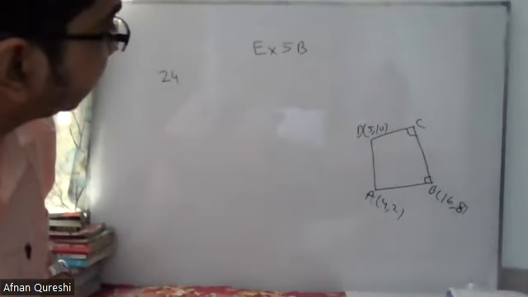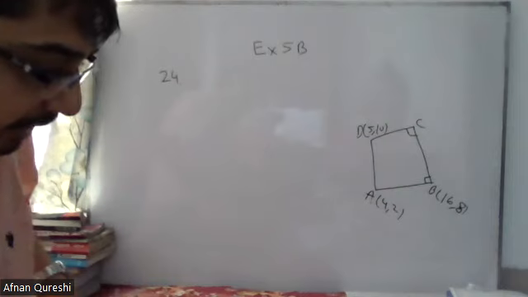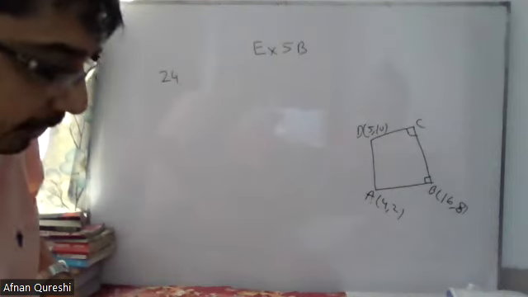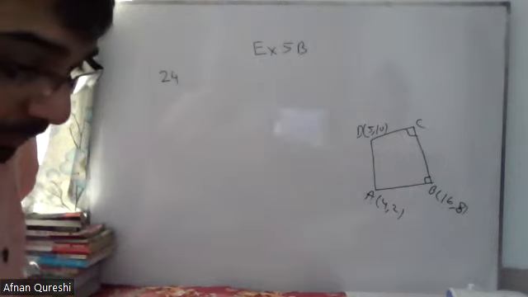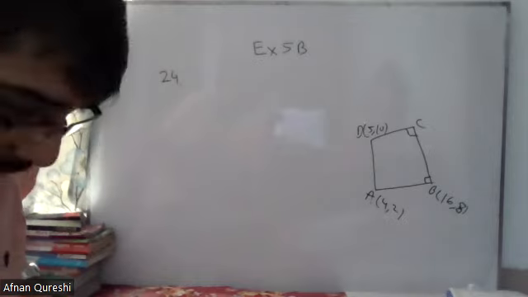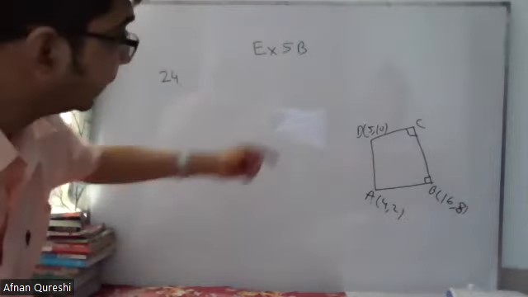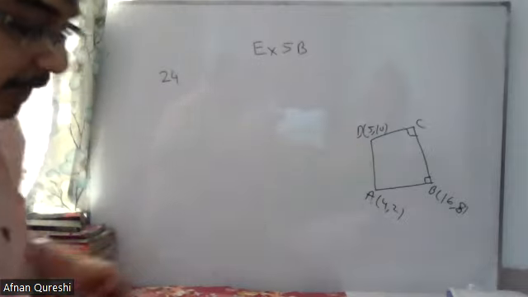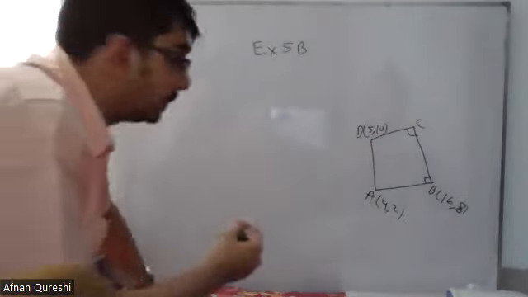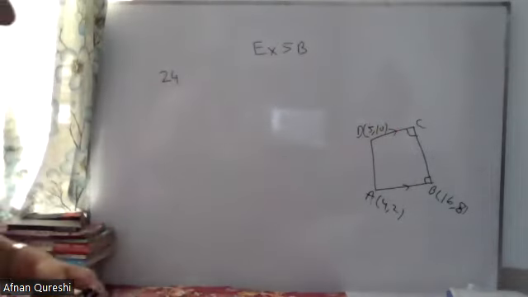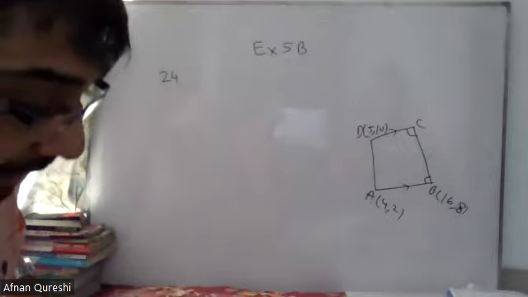So here I'll discuss exercise 5B of Lee-Peng-Yee additional mathematics book, question number 24. This is the diagram of a trapezium, A, B, C, D. You see that DC and BC are perpendicular, and DC and AB are parallel to each other. The coordinates of A, B, and D are given.